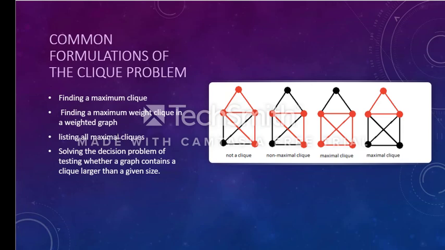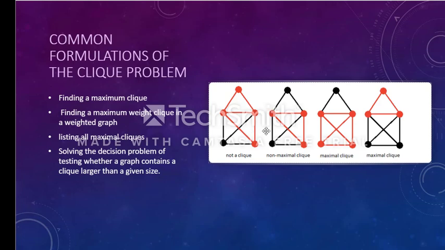Listing all maximal cliques. Maximal clique is a clique that cannot be enlarged. We can't add a further vertex to it. And solving the decision problem of testing whether a graph contains a clique larger than a given size.